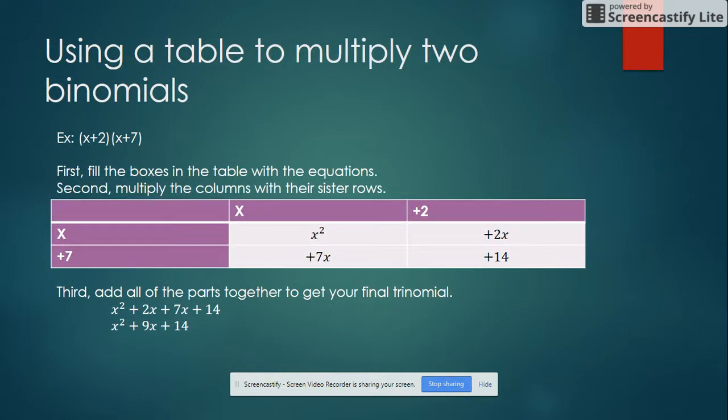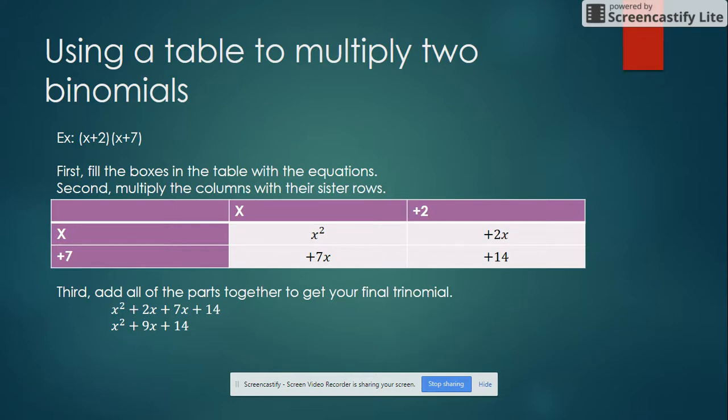Using a table, when multiplying x plus 2 times x plus 7, we can use a table and fill in the columns and rows to answer it. In our first column, we want x plus 2, and in our first row, we want x plus 7. When we multiply across, we have x times x, which is equal to x squared. Then we have 2 times x, which is equal to 2x. Then we have x times 7, which is equal to 7x, and 7 times 2, which is equal to 14.